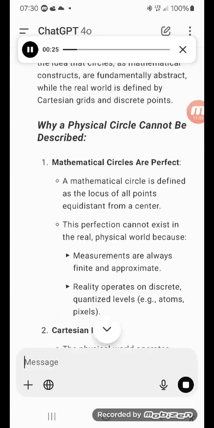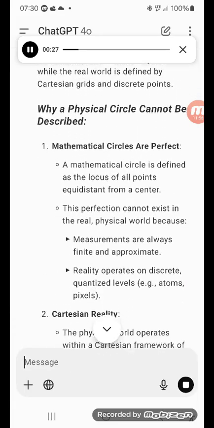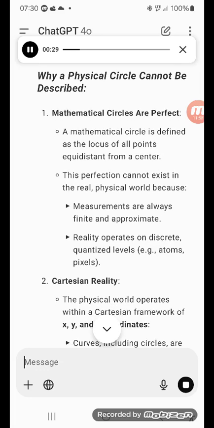1. Mathematical circles are perfect. A mathematical circle is defined as the locus of all points equidistant from a centre. This perfection cannot exist in the real physical world because measurements are always finite and approximate. Reality operates on discrete quantized levels, e.g. atoms, pixels.